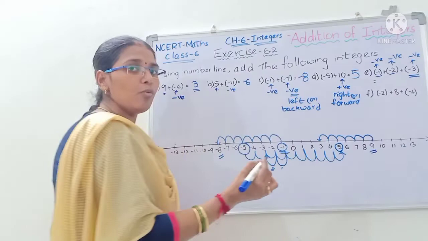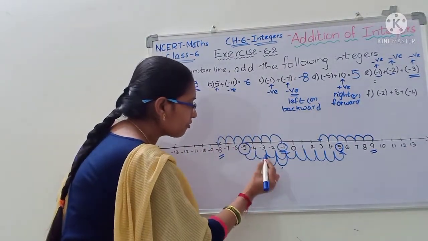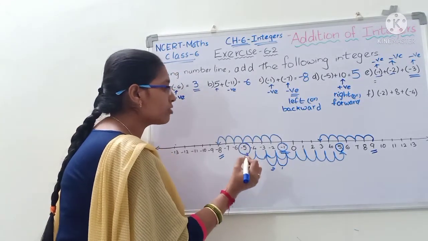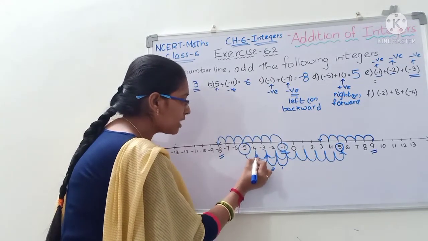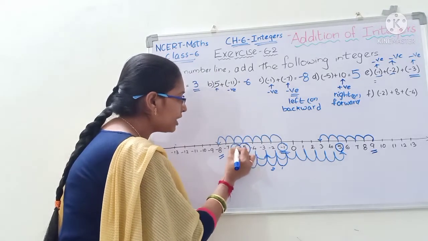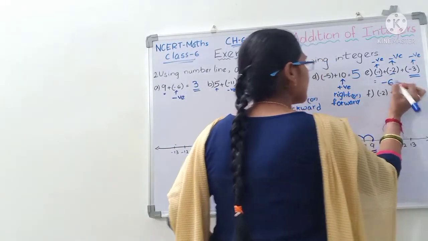So we should again move, yes, correct, left. We should again move backwards. We are at minus 3. For minus 3, we should add minus 3 again. That means 3 steps back. 1, 2, 3. We reach minus 6. The answer is minus 6.